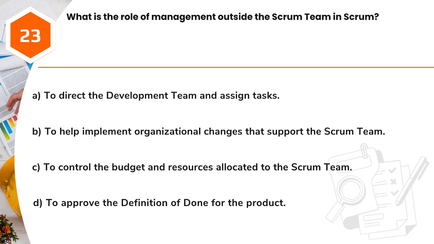Question 23. What is the role of management outside the Scrum team in Scrum? A. To direct the development team and assign tasks. B. To help implement organizational changes that support the Scrum team. C. To control the budget and resources allocated to the Scrum team. D. To approve the definition of done for the product.